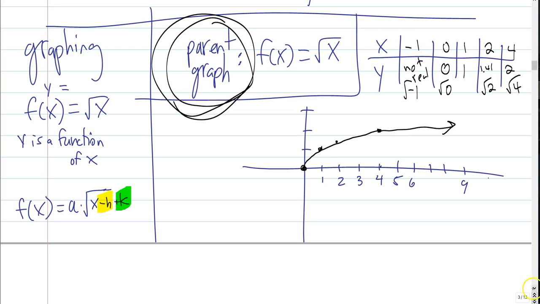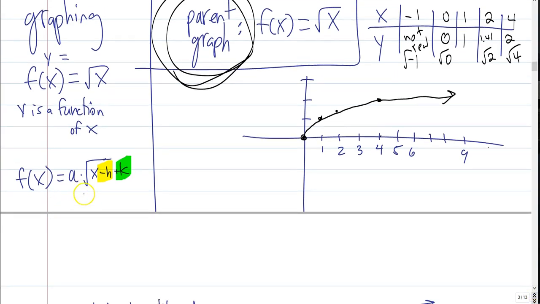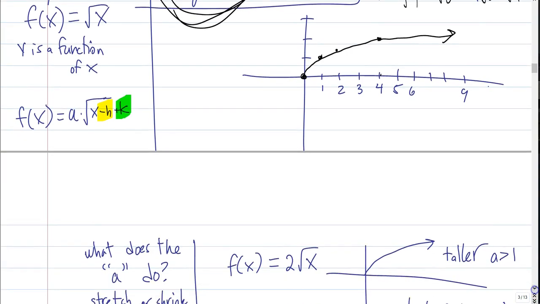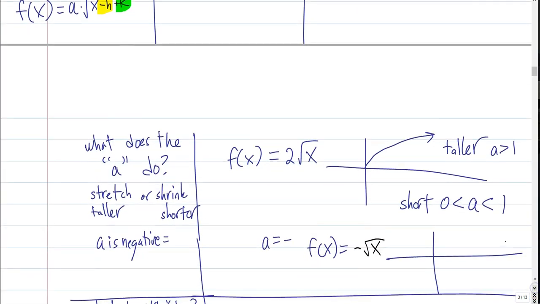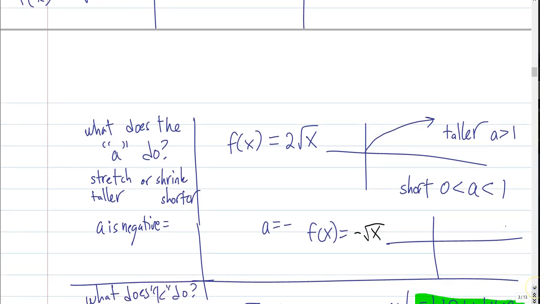Okay? So how do we graph f(x) = a√(x − h) + k? I'm going to focus mostly on the h and the k. They'll do some stuff with the number in front, the a, but I'm not as big on that. So let's deal with a couple things first. The a, the number in the front. What does the a do? It will always either stretch or shrink your graph.